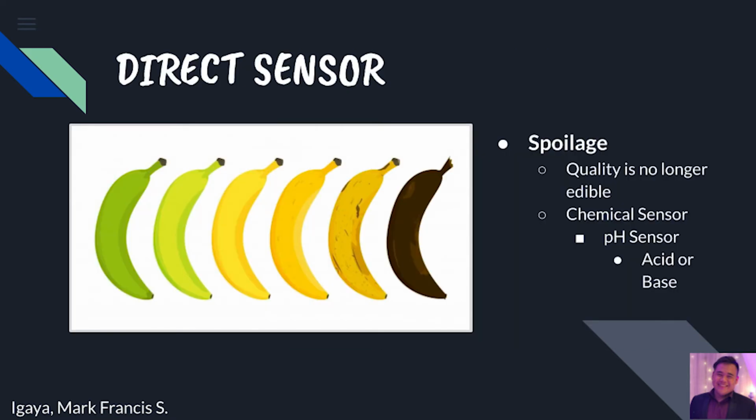So, how do sensors determine the freshness of fruits? First is by spoilage. The spoilage of fruits is caused by the deterioration of their quality when they are no longer edible. Detection of spoilage can be done using chemical sensors, including a pH sensor that performs real-time monitoring of the fruit's freshness. pH indicator dyes are used that undergo color change when put into an acid or base. When a fruit spoils, it releases different types of volatile organic compounds, which can be detected with pH sensors.